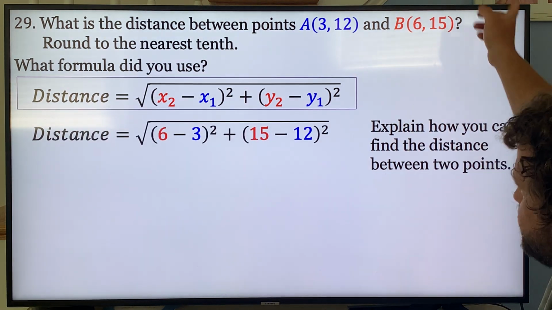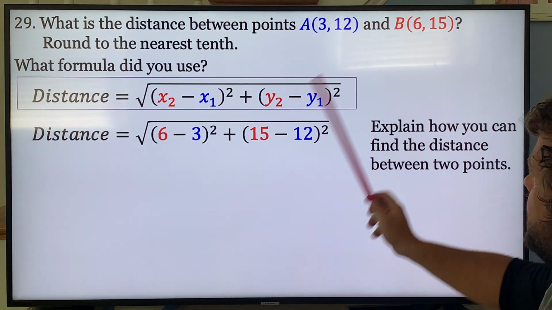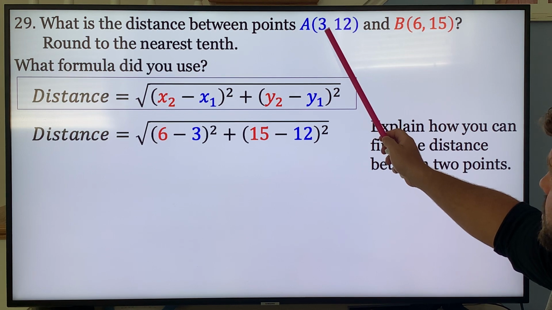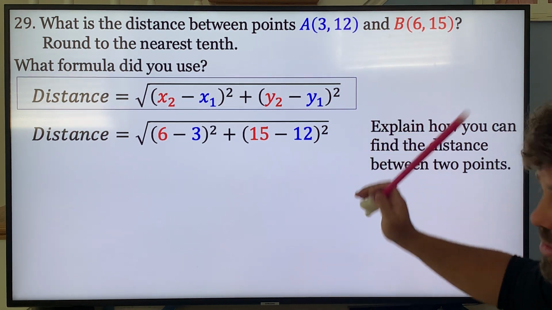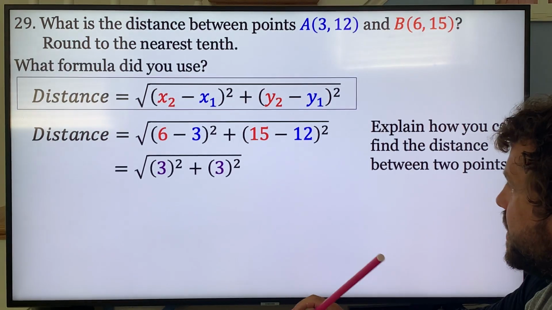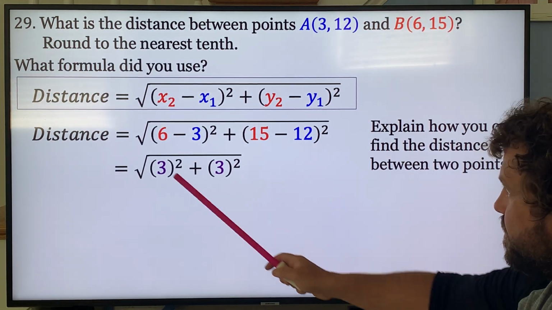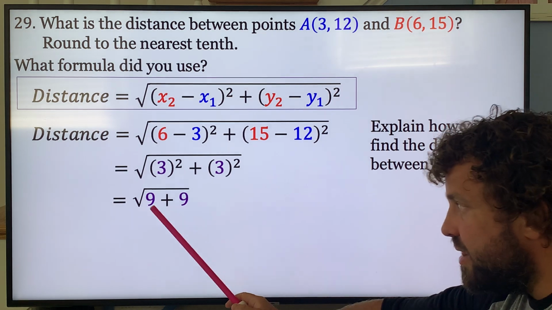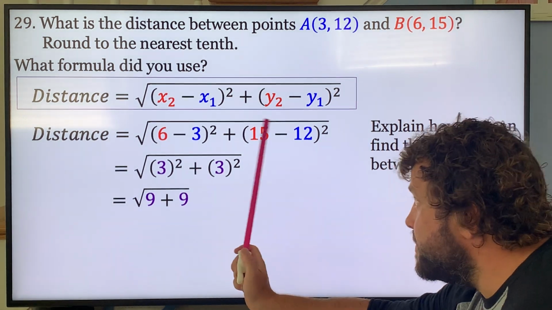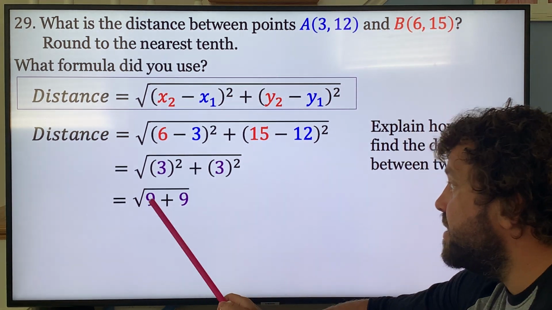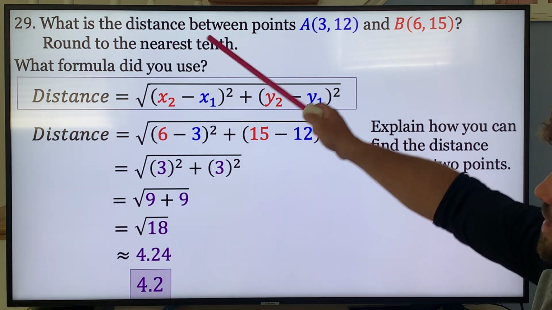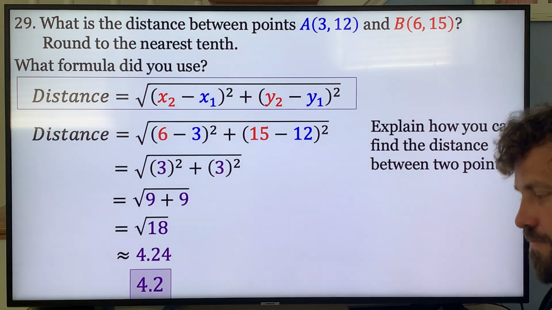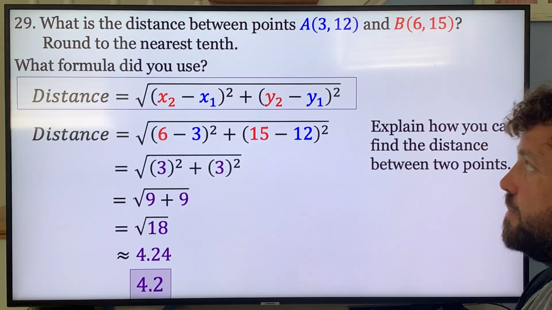So let's look. X2 minus x1, 6 minus 3, squared, plus 15 minus 12, squared. Doesn't matter which set you pick as 1s and 2s. 3 squared plus 3 squared. 3 squared is 9, plus 9. These numbers will never be negative. Even if these numbers inside are negative, once you square them, they become positive. 9 plus 9 is 18. Square root of 18 is about 4.24, or 4.2 because it has to round to the nearest tenth. Boom! And that's it.